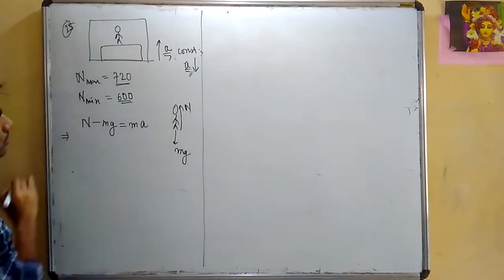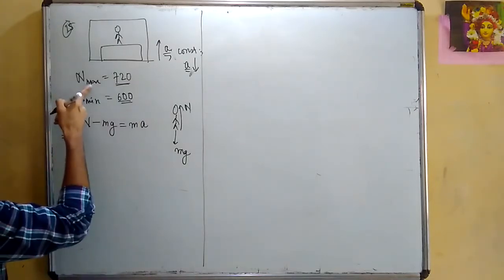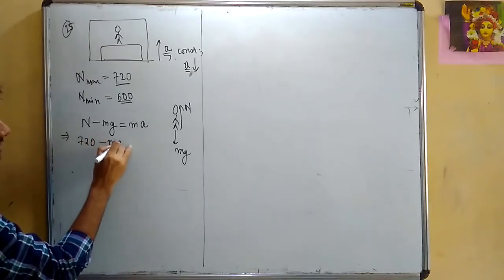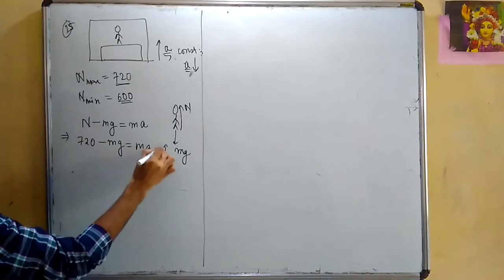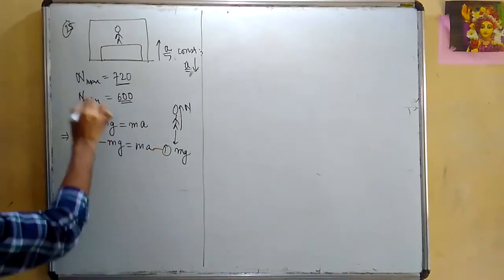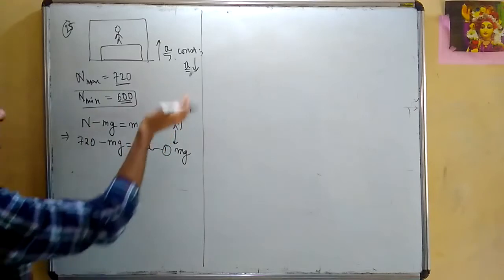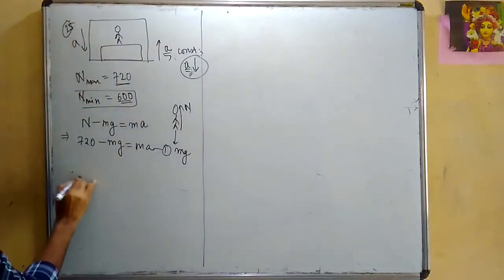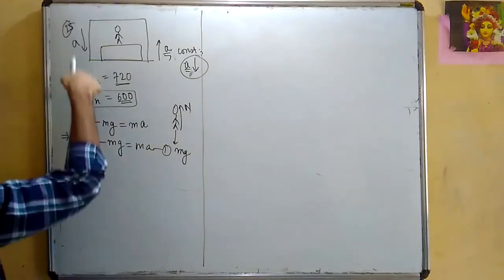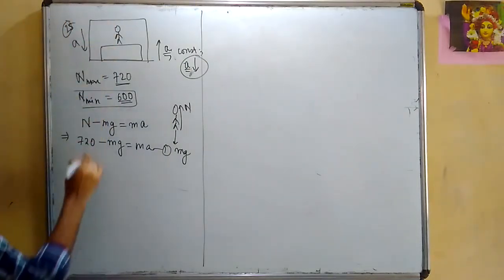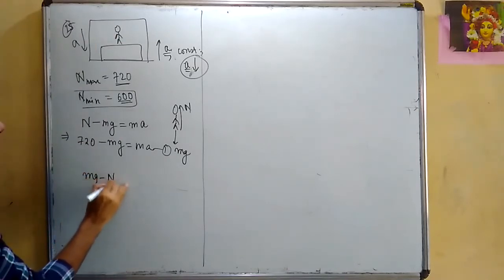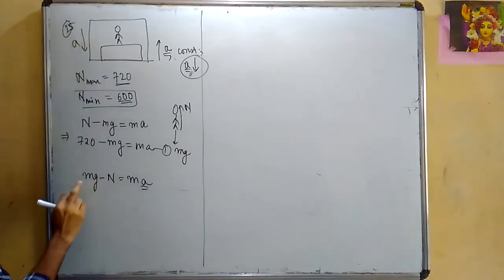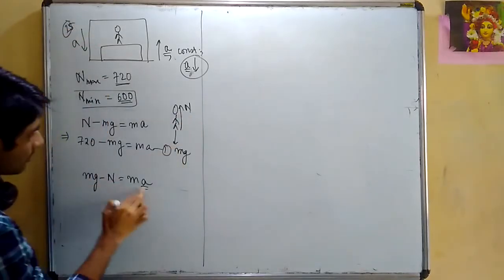All right, so what is the normal? It is the maximum normal, you have to take 720 minus mg equals ma. This is the first equation. Now when the lift was decelerating, this was the normal which was recorded. So when the lift is decelerating, the acceleration is downward. So what equation will I write? In this scenario, since acceleration is downward, I'll take downward forces as positive. So the equation I'll write is mg minus N equals ma, right? Because downward acceleration is there, I've considered downward forces positive on the man. So mg minus N equals ma.